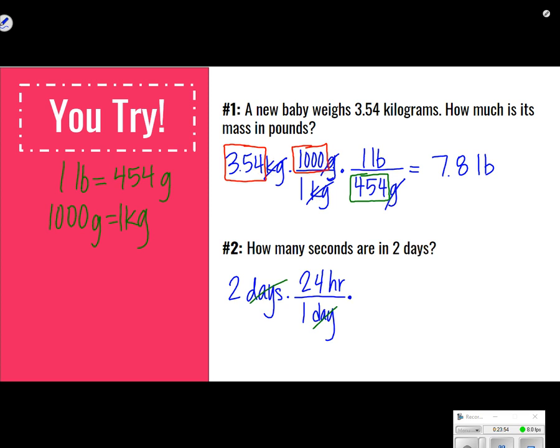And then we're going to go from hours to minutes. So in 1 hour, there's 60 minutes. Hour cancels with hour. And then in 1 minute, there are 60 seconds. And these are our conversion factors. That's what we're working with. So look, there's just ones on the bottom, so I don't have to divide by anything. I'm just going to multiply 2 times 24 times 60 times 60. And I get 172,800 seconds.